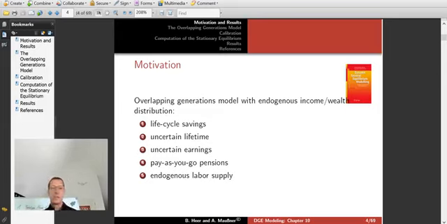The next important element in our analysis is uncertainty of lifetime. So some people die early, some people get sick, and others live very long. And because you are actually in danger of living a long life and hopefully fulfilling life, you accumulate a lot of savings.